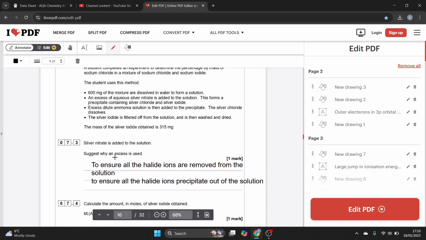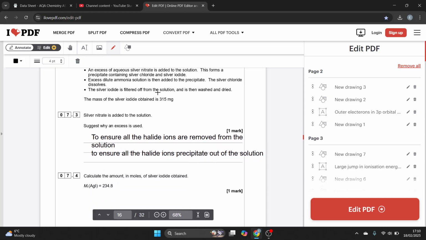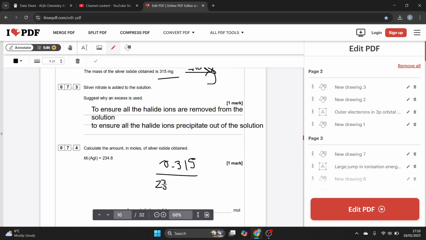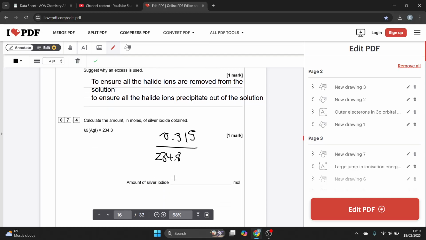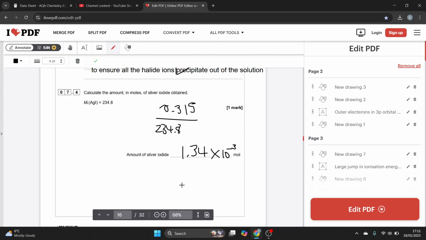Calculate the amount of moles of silver iodide obtained. Well, it's just going to be mass over Mr, but I've got the mass in milligrams, so I need to convert to grams by dividing by 1,000. So all it's going to be is 0.315 divided by 234.8, and that's why it's 1 mark. But there is one step, obviously, of converting from milligrams to grams. Once you've done that, you can get your final answer, 1.34 times 10 to the power minus 3. To ensure all the halides are removed from the solution, ensure all the halides precipitate out of the solution.